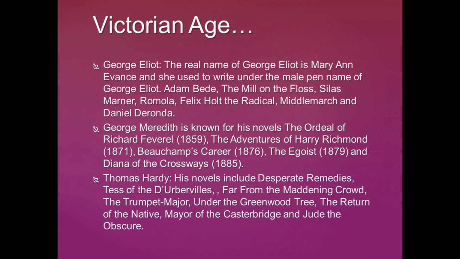Thomas Hardy is again another representative Victorian writer. His novels include Desperate Remedies, Tess of the d'Urbervilles, Far from the Madding Crowd, The Trumpet Major, Under the Greenwood Tree, The Return of the Native, The Mayor of Casterbridge, and Jude the Obscure. Thomas Hardy is typically a Wessex type of writer, with his regionalism represented in his writings. Especially Tess, The Mayor of Casterbridge, and Jude the Obscure are beautiful masterpieces from his pen.